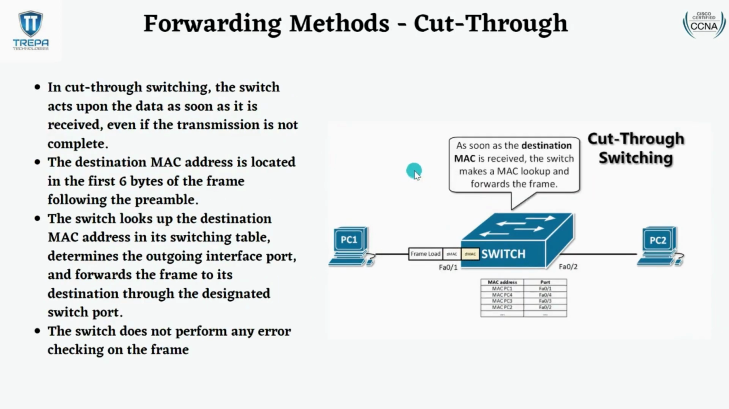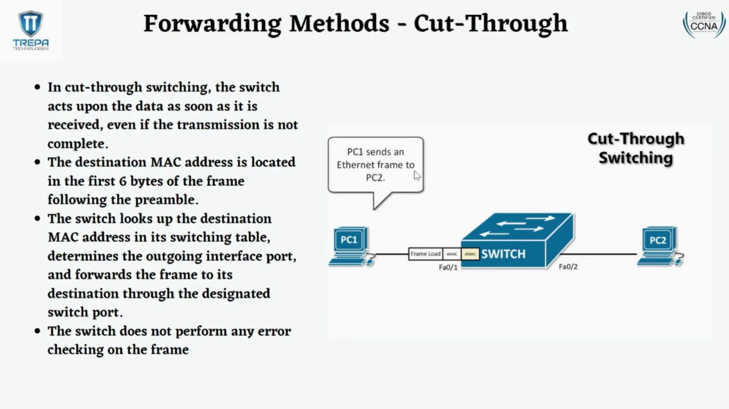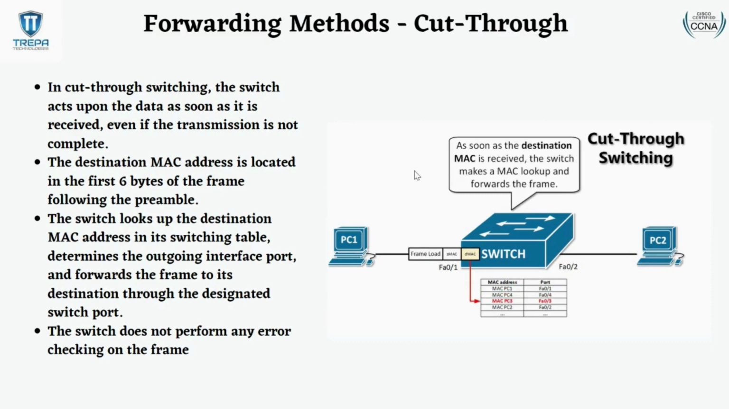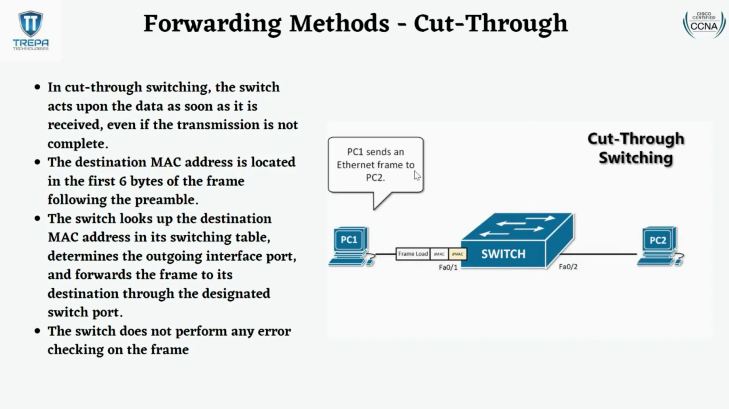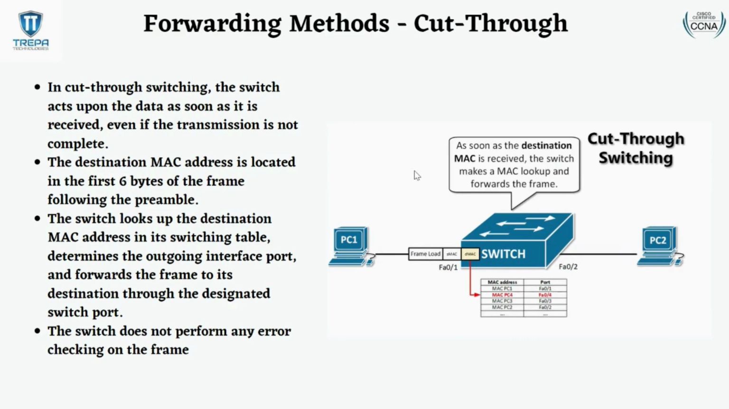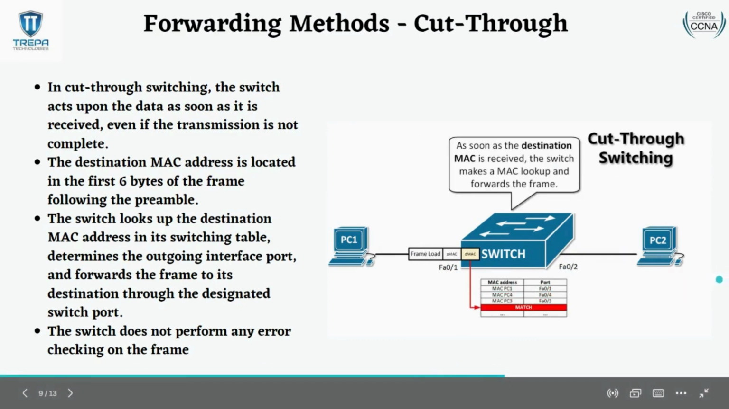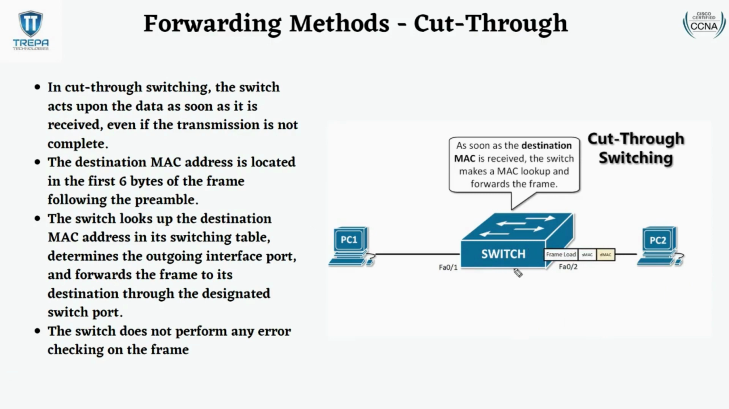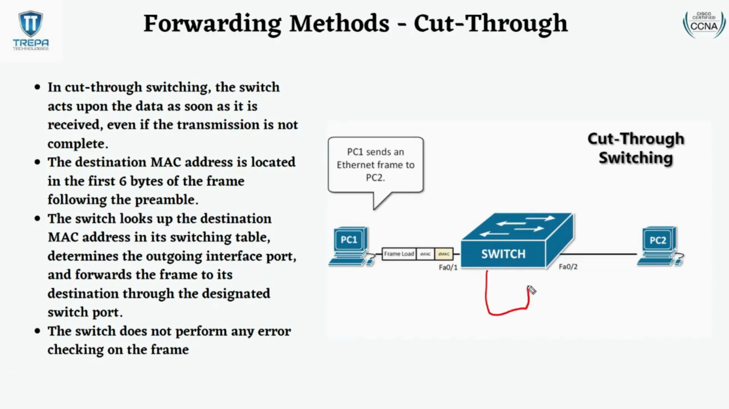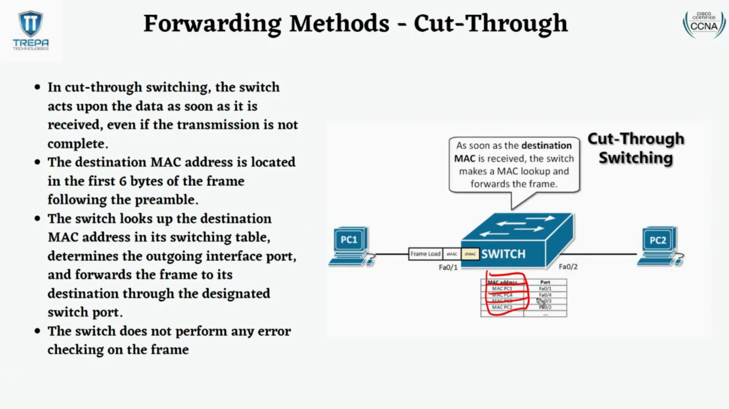We also have cut-through switching. And in cut-through switching, the switch is not going to buffer at all. It's just going to act upon the data as soon as it's received, even if the full transmission is not complete. So in cut-through, we're going to locate that destination MAC address, and it immediately starts sending out, right? So the switch is not going to perform any error checking on that frame. It's just going to immediately start sending. And when I say immediately, once it receives that destination MAC, as you can see here in this little animation, it quickly checks its MAC address table and says, boom, I got a match, send it out. And that's it.